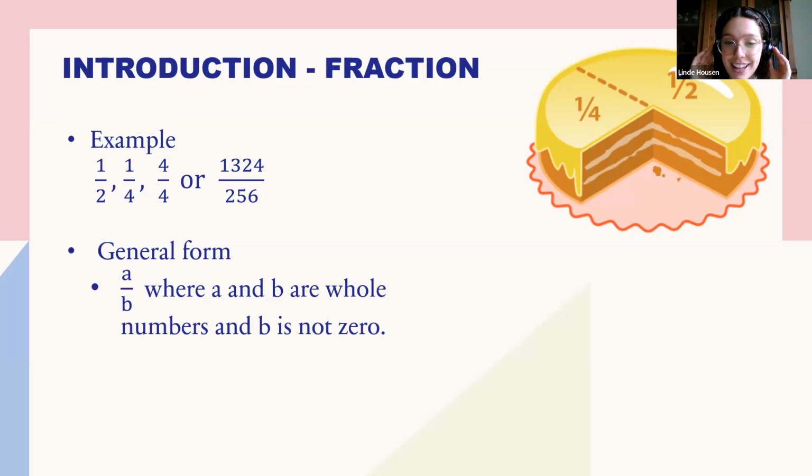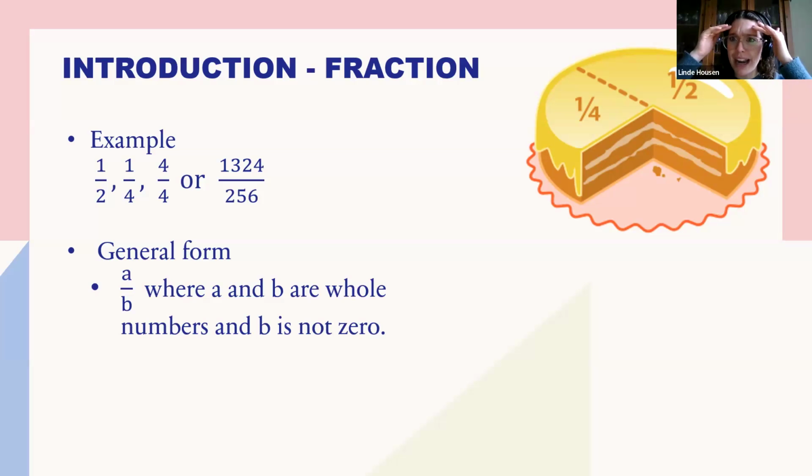For example, 0, 1, 2, 3, 4, and so on. Yeah, perfect. That's indeed what a whole number is. So it's a collection of all the natural numbers, including zero. And that means that there are no decimals or no fractions involved. So A and B are both whole numbers. And I also have mentioned that B can never be zero.